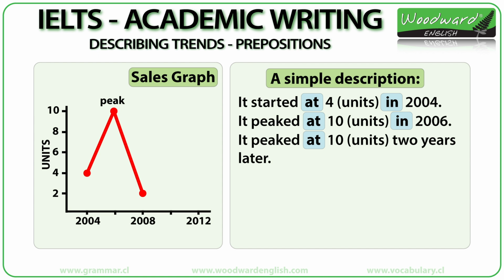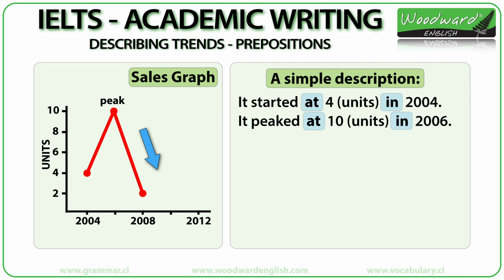Then what happened after it peaked? We can see that sales went down. Sales dropped. How much did it drop? It dropped by 8 units. Why do we use by in this case? Because it is the difference between the starting point, 10 units, and the end point, 2 units. The difference between 10 and 2 is 8, so 8 units. To show this difference, we use the preposition by. It dropped by 8 units.